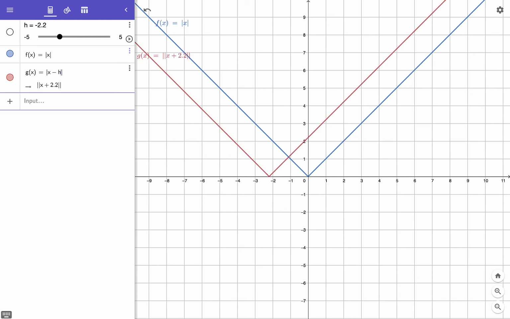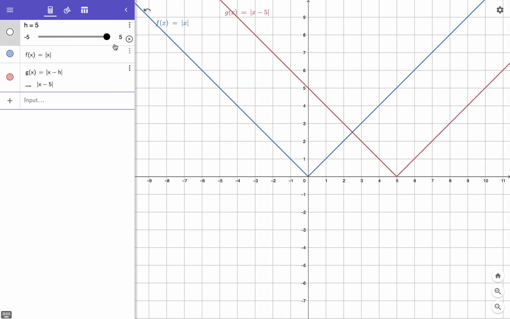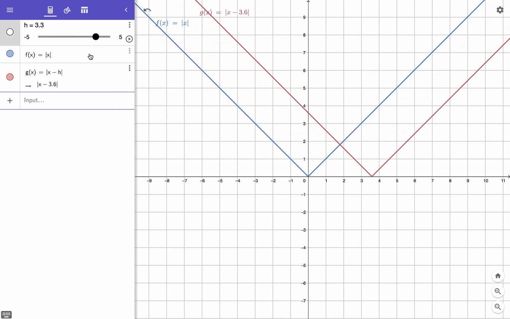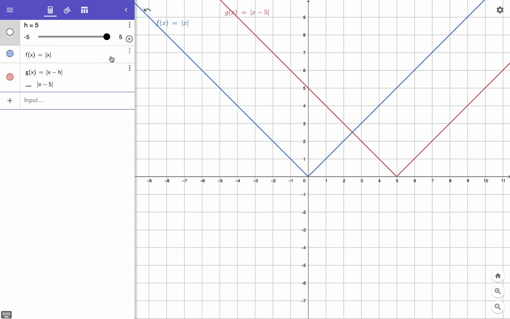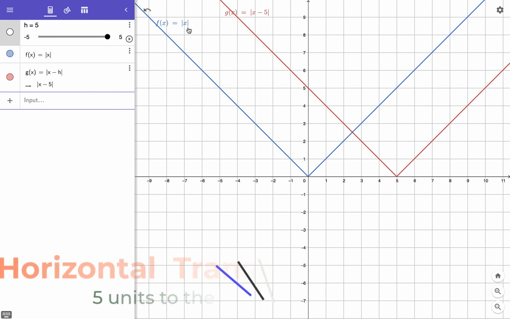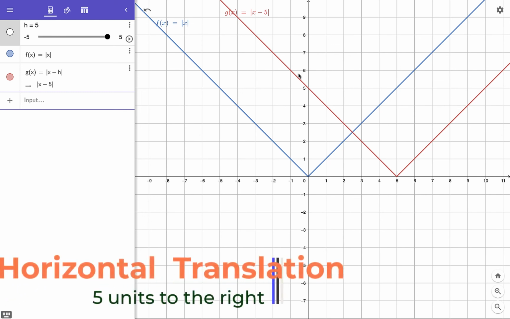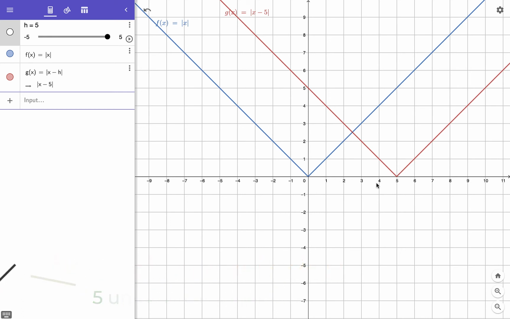That's the function. So if I move to the right or to the left, that's the transformation. As you can see, this is a horizontal transformation up to 5. The function is the absolute value of x minus 5. So this is a translation 5 units to the right.